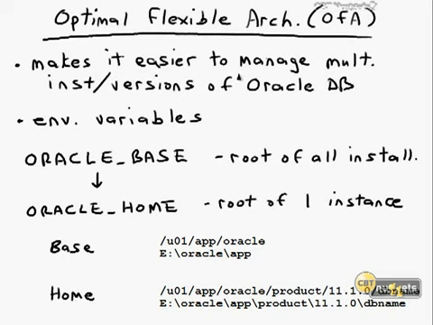Optimal Flexible Architecture, or OFA. Think of it this way, friends. If you're a DBA in a small shop and your shop has just a single instance of Oracle 11g, then maybe OFA isn't that important to you. After all, you know where all your directories are and what's in each of them.